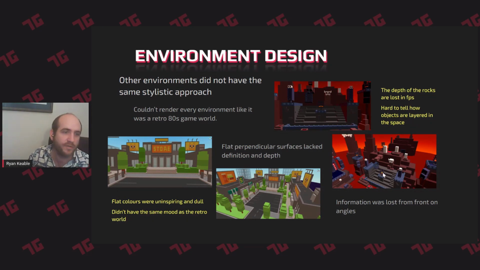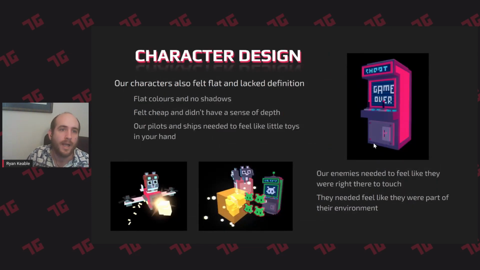We were also finding that the flat colors were really uninspiring and dull. Not having the same level of gradient color that we're using in the first environment, they weren't generating the same mood and atmosphere that we wanted. We also felt that the characters we were bringing across were flat and lacked definition. The flat colors and lack of shadows weren't helping here. In VR, in our early tests, they felt cheap, didn't have that sense of depth, and weren't feeling like they were part of the space.